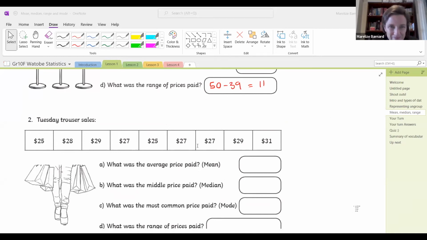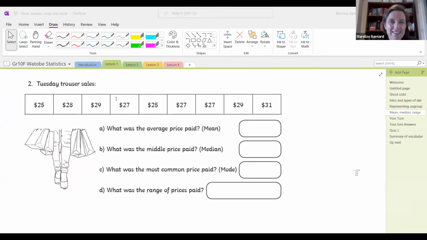Okay, let's do the next one. Now, this is still Lucy selling her wares. Today is Tuesday trouser sales. So let's see. I'm just going to give you 2 minutes for this one because you guys seem to be super fast. So 2 minutes, at 17:40 we'll check back in. And remember, hold your answers till then.